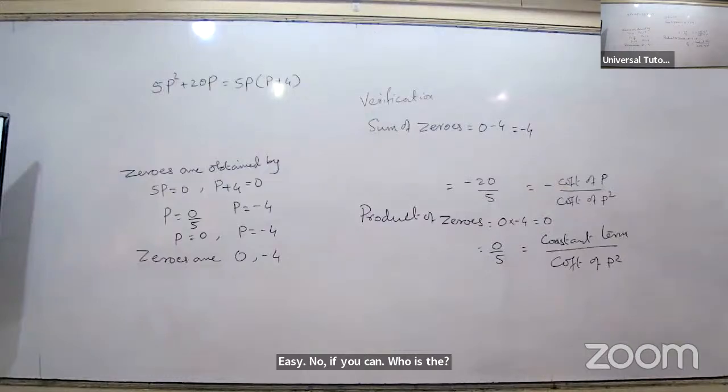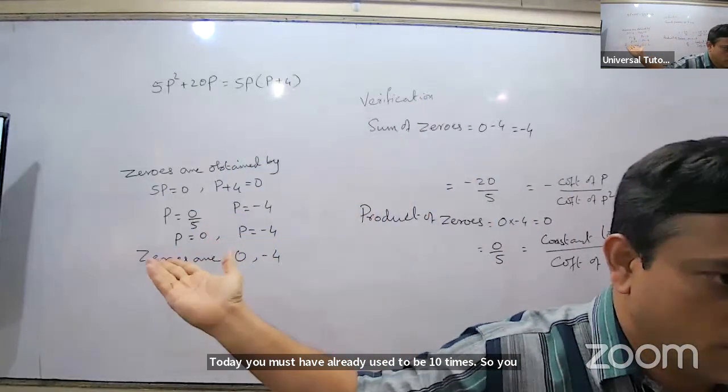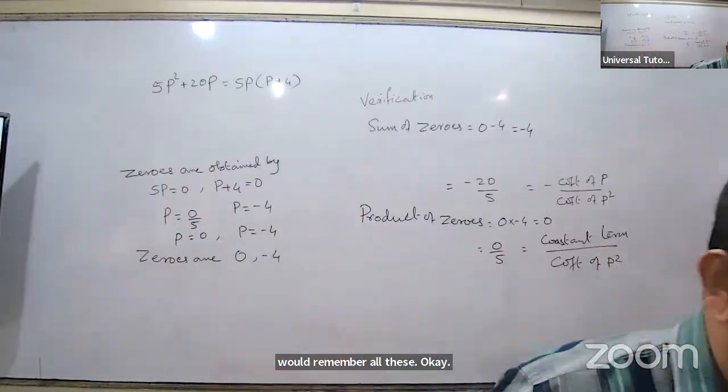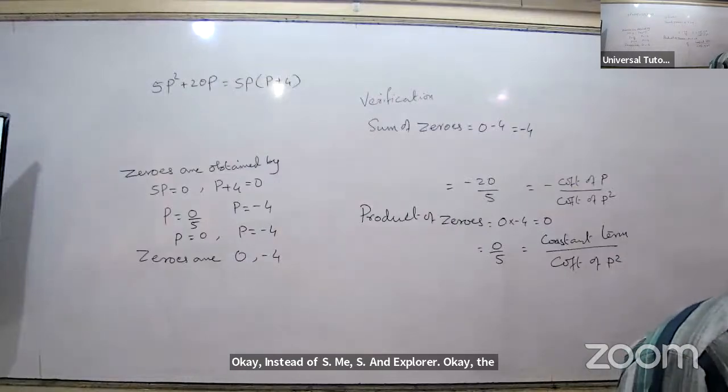One formula we have done. What is the formula? Sum of the zeros is equal to minus coefficient of x upon coefficient of x square. Product of the zeros is equal to constant term upon coefficient of x square. Today you must have already repeated this 10 times, so you will remember all this. Instead of x, if it is p, then p and p square. If it is s, then s and s square. If it is y, then y and y square. Okay, no problem.